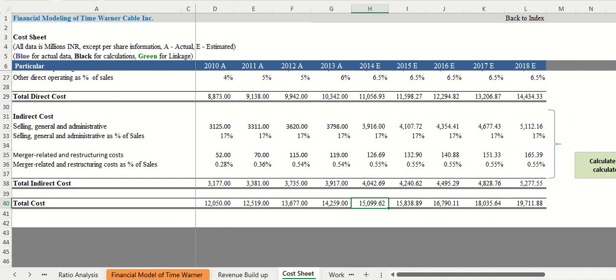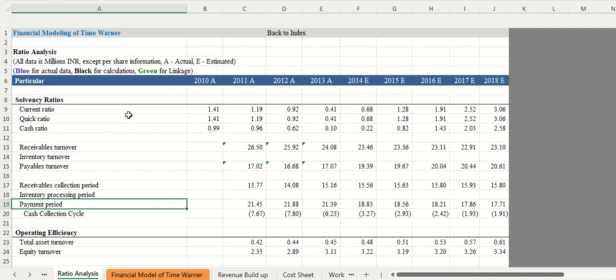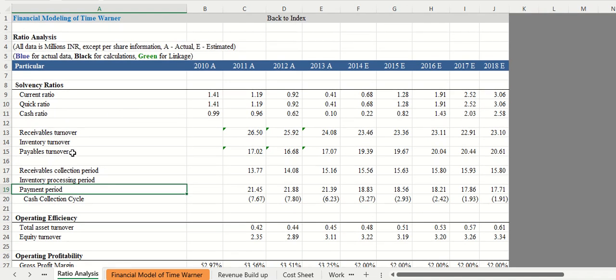If we go into the ratio analysis, these are the different kinds of ratios for the particular company: the current ratio, quick ratio, and cash ratio. Then we have the receivable turnover ratio, the inventory turnover ratio, and other ratios. Now we go into the different schedules of the company.